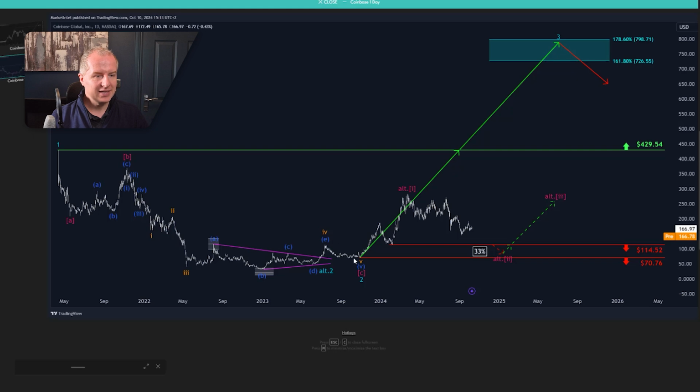The idea is that a larger degree wave 2 bottomed in October 2023 at around $70.76. That's also an invalidation point for the idea that we are in a direct move to the upside in a third wave. The main question is: is this third wave subdividing into another clear 1-2 setup? If yes, then to confirm that further, we'd like to see the price get below $114.52, but that this critical level, which is this previous swing low here, is broken. We only see that with a 33% probability.